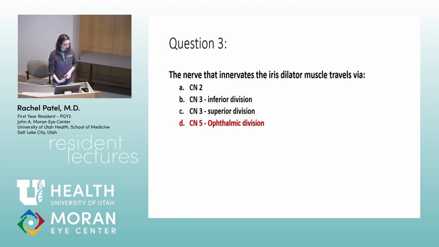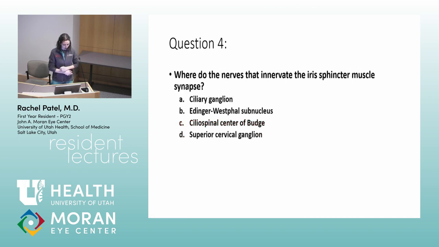Is it this one? I thought the dilator was cranial nerve 5, and then the sphincter muscle was cranial nerve 3. And the nerves that innervate the sphincter muscle synapse at the ciliary ganglion, Edinger-Westphal nucleus, ciliospinal center of Budge, or the superior cervical ganglion. It does go through the Edinger-Westphal nucleus but does not synapse there. And the other two are sympathetic pathways.